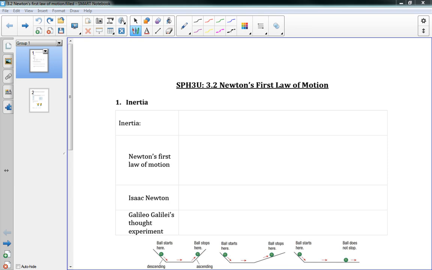Hello, and welcome to 3.2, Newton's first law of motion. In Chapter 3, we're going to be learning about three very important laws, all from a guy named Isaac Newton. You may have heard of him.